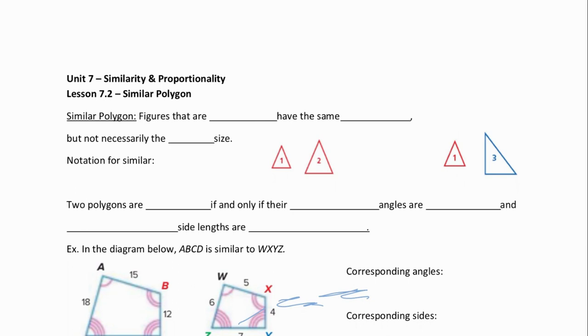Hello, everybody. Welcome. I'm going to go ahead and go through. We're starting Unit 7 today, so we're doing similarity and proportionality. We're working on Lesson 7.2, similar polygons.